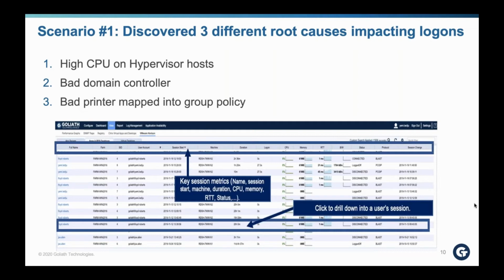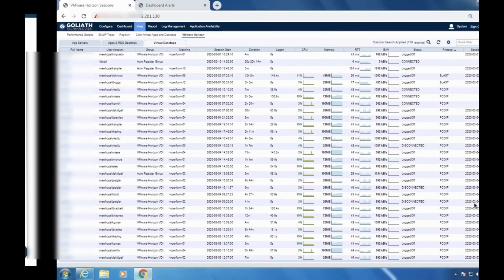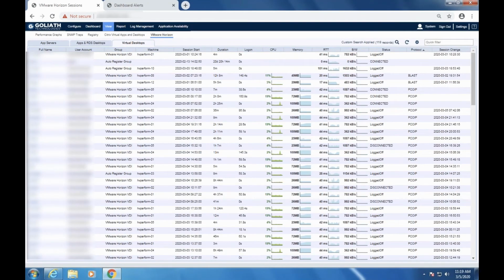So let's actually dive into the technology, or let me show you where they went and how they were able to identify these issues. Typically when users want to troubleshoot using the technology, they come over here, which is the VMware Horizon session display. And this is where all of the sessions in the environment automatically populate.